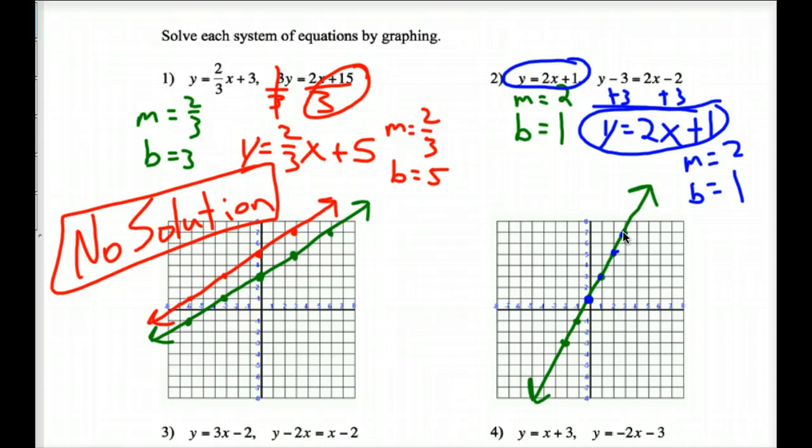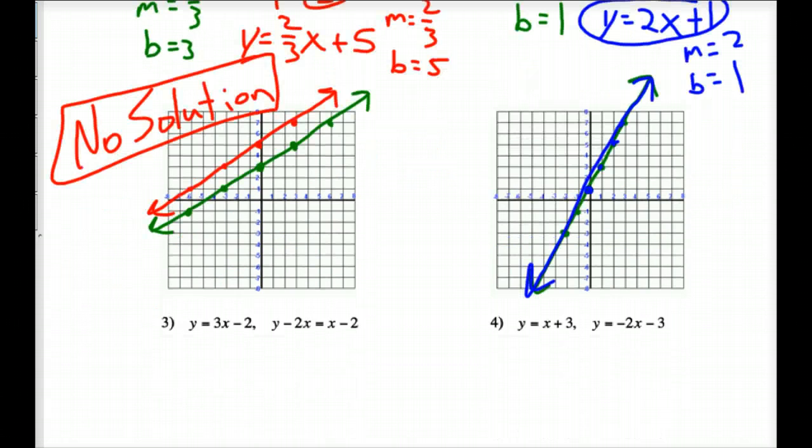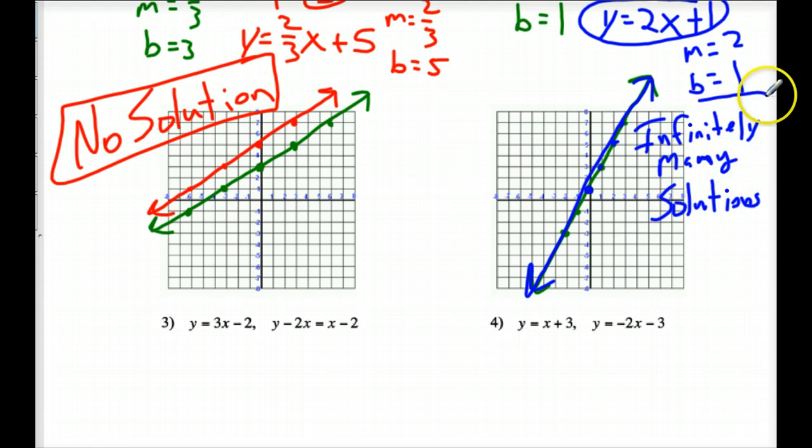Okay, so we're going to put another line on top of the first line. And Angie, how do we write the answer? Infinite. I always wrote infinitely, but infinite would be fine. Infinitely many solutions. So that's the same line on top of the first line. Infinitely many solutions. You guys get that or not?